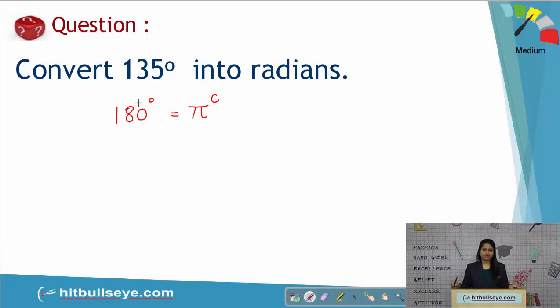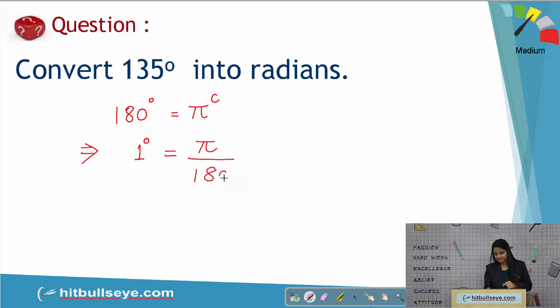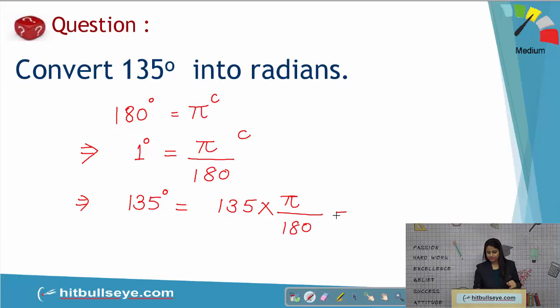Now just apply unitary method. So we can say that 1 degree will be equal to pi by 180 radian. And what is asked here? 135 degree. So it will become 135 into pi by 180, which will give you 3 pi by 4 radians. That is the answer in this case.